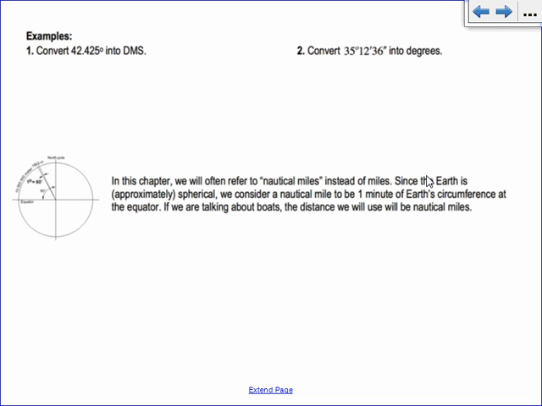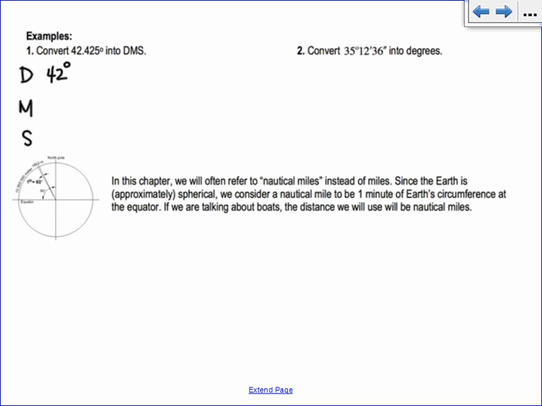So this first one says convert 42.425 degrees into degrees, minutes, seconds. Okay, so let's break it up. Degrees, minutes, seconds. Okay, the degrees. How many full degrees do we have? We have 42 full degrees, right? So we're going to start out with 42.